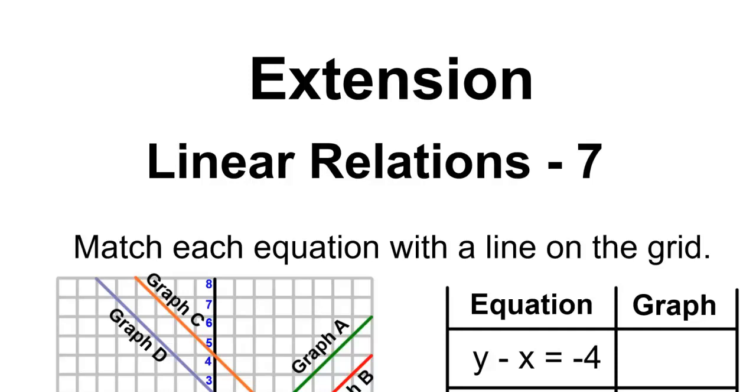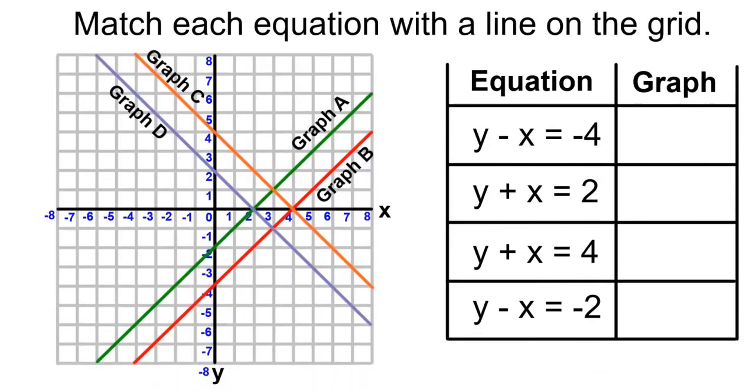Extension Linear Relations 7. Match each equation with a line on the grid. Here are the equations. And for the line on the grid, it's going to be graph A, graph B, graph C, and graph D. We'll record our answers here.